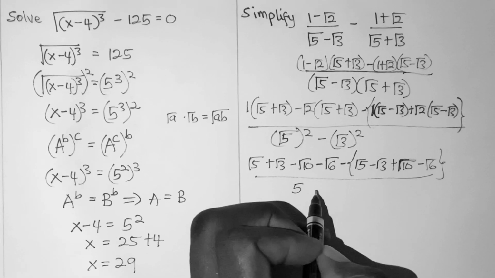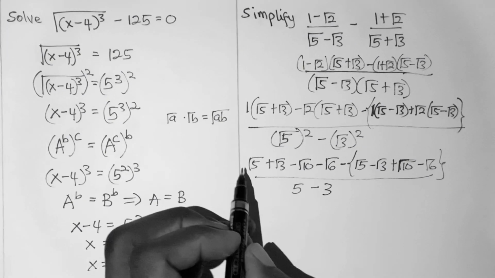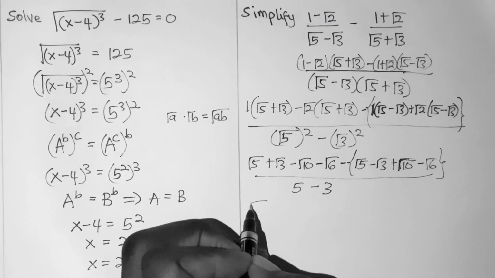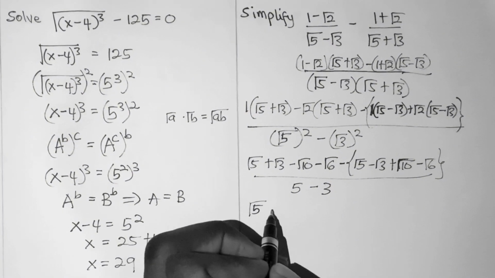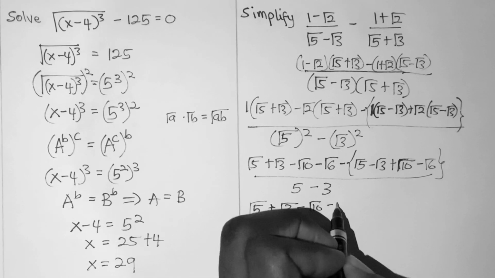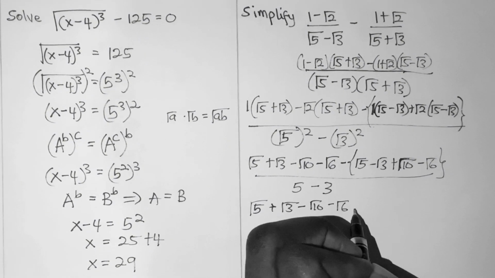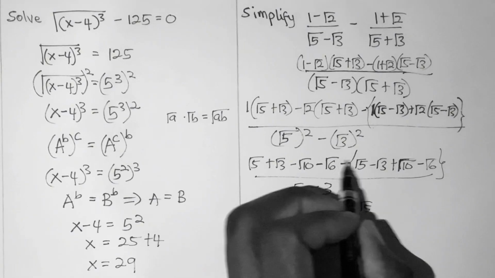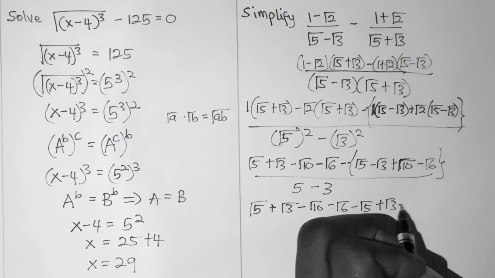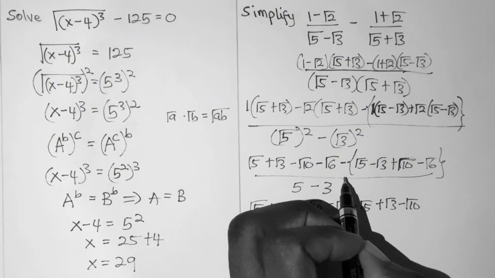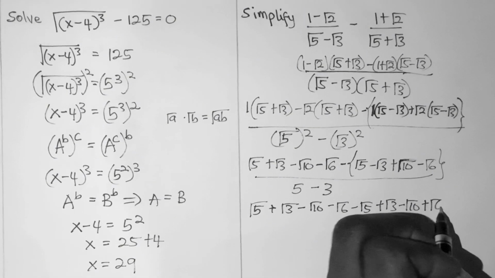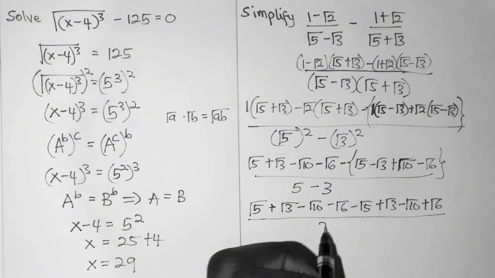So let's remove this bracket. This becomes root 5, then plus root 3, then minus root 10, minus root 6. Then minus 1 times root 5 is minus root 5. Then minus 1 times minus root 3 is plus root 3. Minus 1 times root 10 is minus root 10. Then minus 1 times minus root 6 is plus root 6. Divided by 5 minus 3, which is 2.